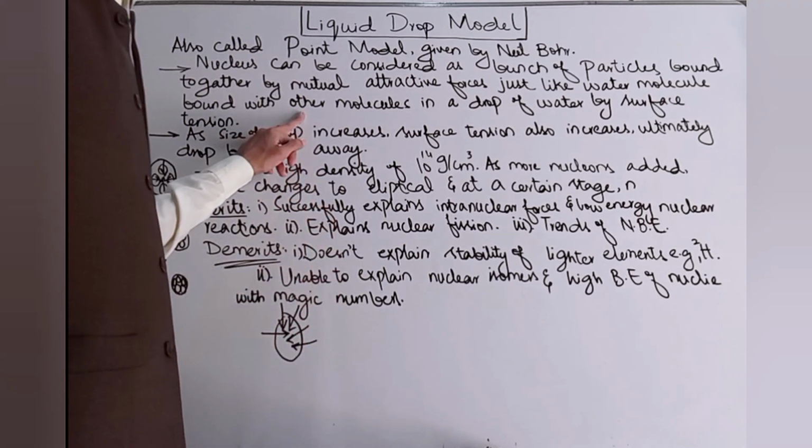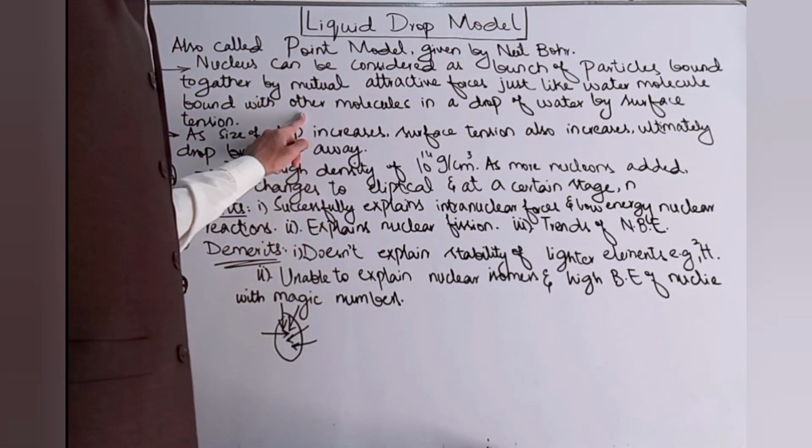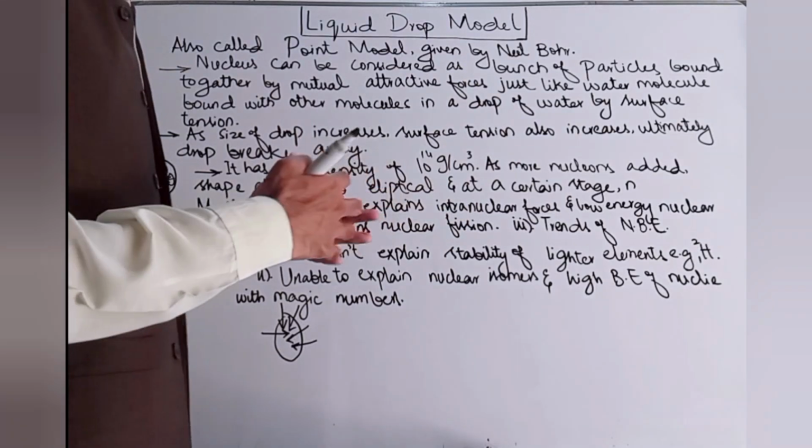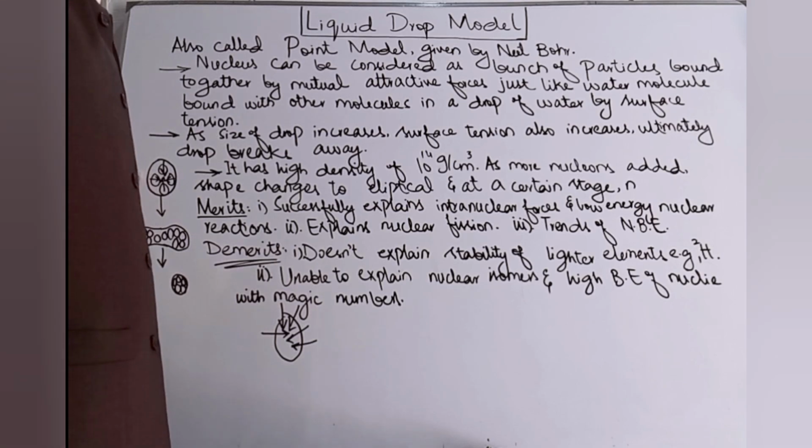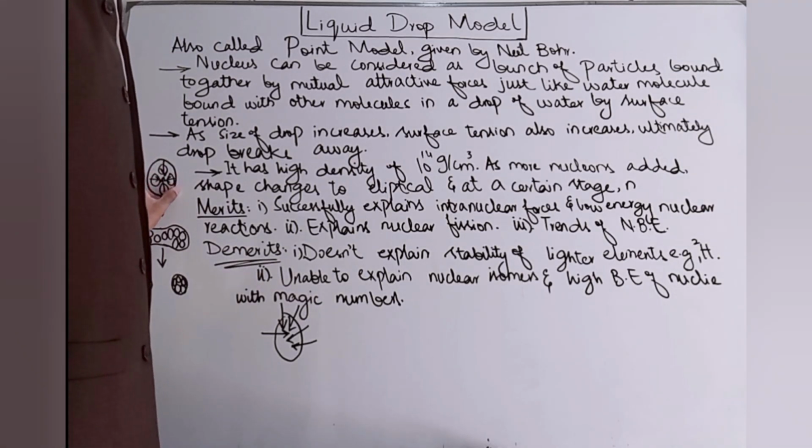In the same way, the cohesive forces of the nucleus act from outside toward the inside. If we have this nucleus, the circles are showing the small nucleons, and every nucleon is experiencing a force that is toward the center of the nucleus from outside. So this is about the surface tension in the case of the nucleus.